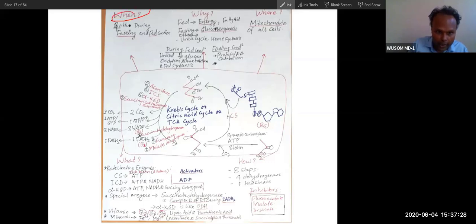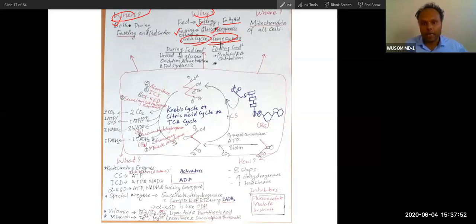So when does it happen? It happens during both fasting and fed condition. Why does it happen? In fed condition, it happens for energy, and it is responsible for fatty acid synthesis. In fasting condition, the purpose is gluconeogenesis, I have already told you. It also helps other pathways, the urea cycle and heme synthesis. So this is the purpose of the Krebs cycle.